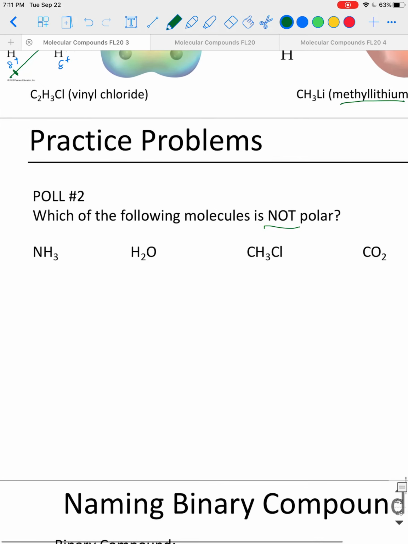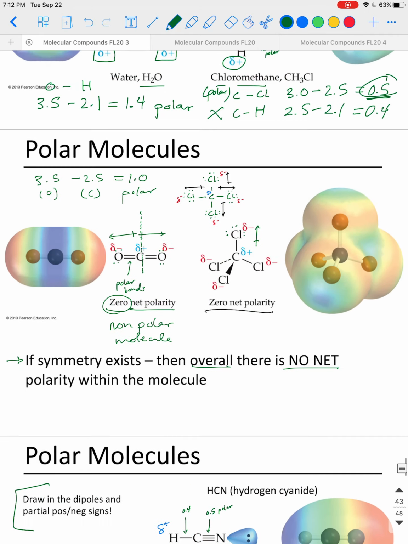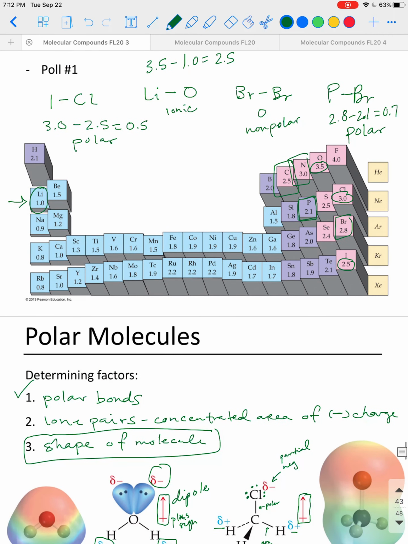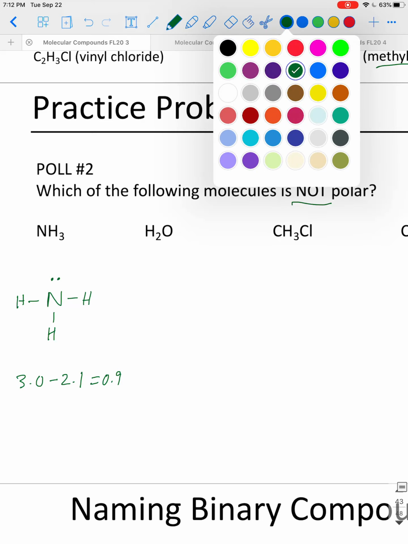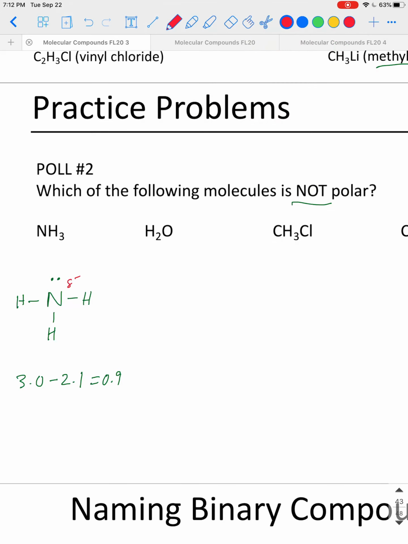So let's look at NH3. The Lewis structure looks like this. And then we have a lone pair on nitrogen. So let's go find the electronegativity values. Nitrogen is 3.0, hydrogen is 2.1. So for nitrogen, we have 3.0 minus 2.1. That's a difference of 0.9. These are polar bonds. So we're going to draw in our partial negative on nitrogen, plus it has a lone pair. We're going to draw in the partial positives on these hydrogens.